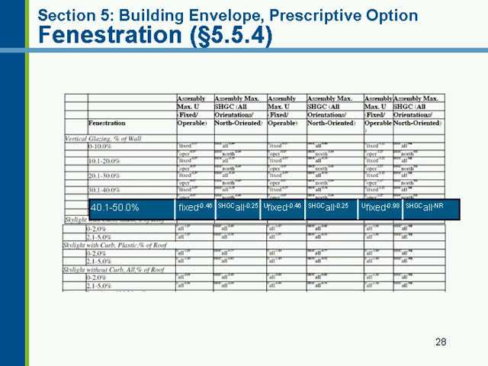That was a summary of the opaque components. Now let's move on to fenestration. Again, just a quick look at the table. The types of assemblies are in the left-hand column, and then we move across the non-residential, residential, and semi-heated criteria.